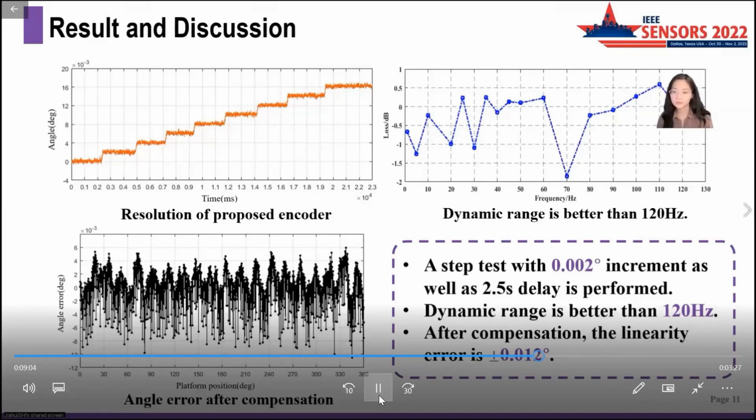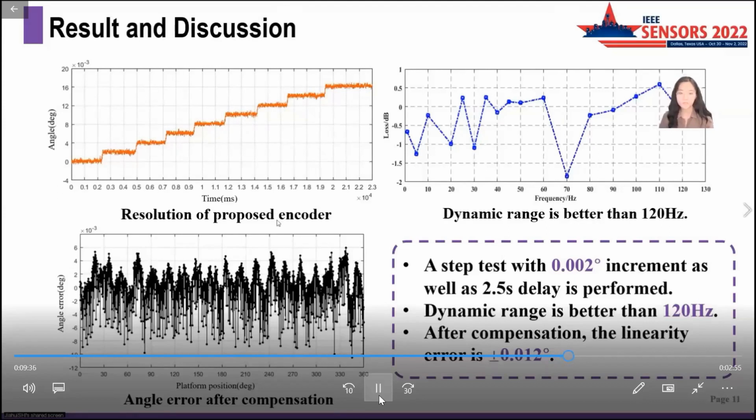Further, to analyze the dynamic error in the linearity test, the turntable rotates 360 degrees continuously. The output is recorded and compared with the turntable position to obtain the linearity error. As depicted in the third figure, after compensation, the linearity error is below 0.12 of a degree.